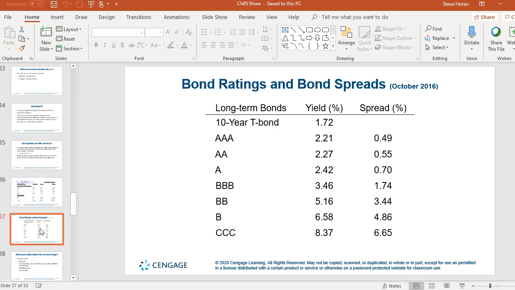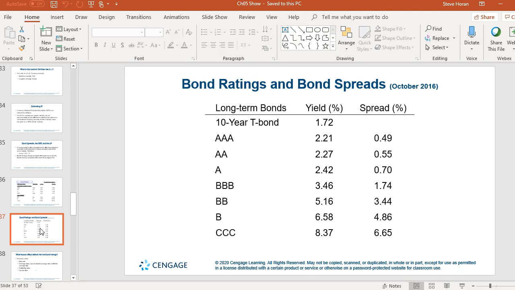So the 10-year T-bond is 100% risk-free. The reason a federal bond is risk-free is because the U.S. government can do one thing that nobody else can do, and that's print money. For better or for worse, they can do that. So there's no default risk on federal issue bonds because they literally have the power to print money. Corporations don't have that power. Local governments don't have that power.